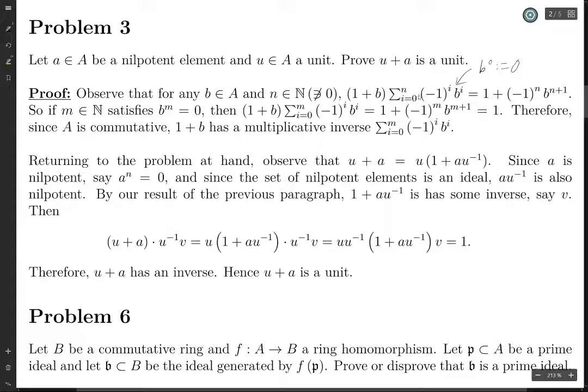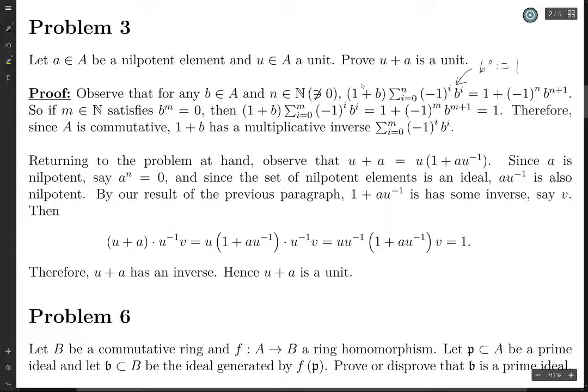So that... Wait, if that's 0... No. What am I doing? This is 1. So that when i equals 0, we're just taking negative 1 to the 0, which is 1, so it's just going to be positive 1.